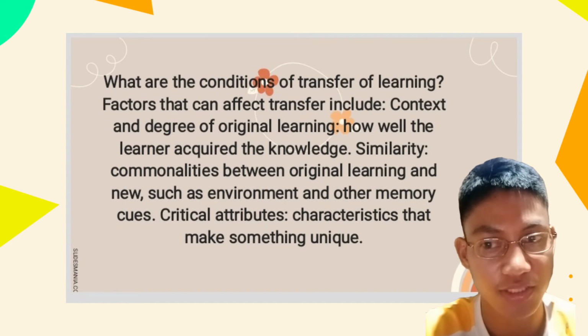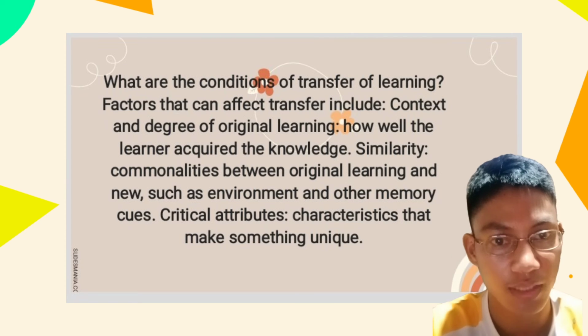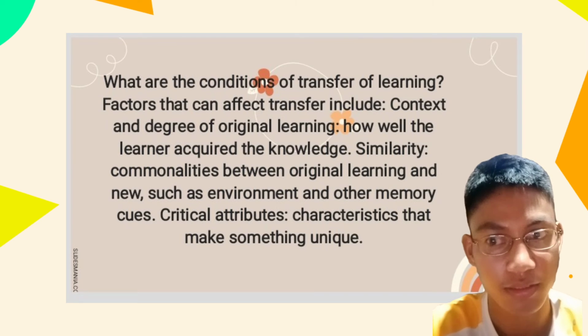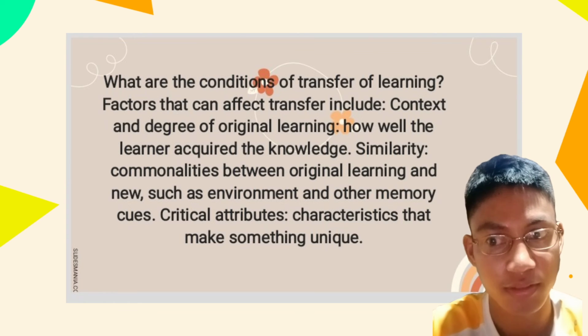What are the conditions of transfer of learning? Factors that can affect transfer include context and degree of original learning. How will the learner acquire the knowledge? Similarity: commonalities between original learning and new, such as environment and other memory cues. Critical attributes: characteristics that make something unique.